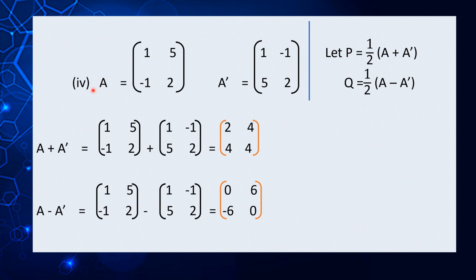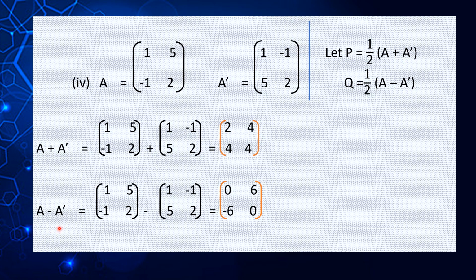Now the fourth part of the question: A is equal to [1, 5; minus 1, 2]. Now write A transpose is equal to [1, minus 1; 5, 2]. Let P be half of A plus A transpose and Q be half of A minus A transpose. First find A plus A transpose, which is [1, 5; minus 1, 2] plus [1, minus 1; 5, 2]. 1 plus 1 is 2, 5 minus 1 is 4, minus 1 plus 5 is 4, 2 plus 2 is 4.